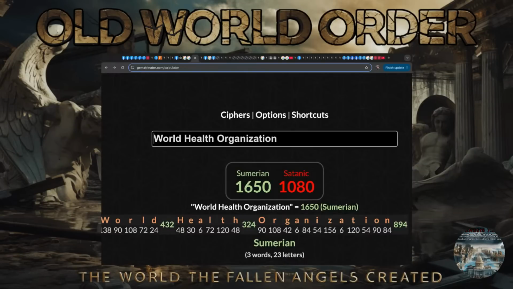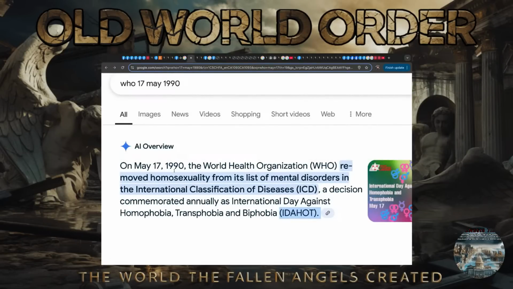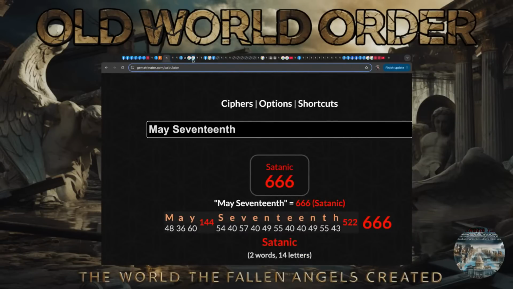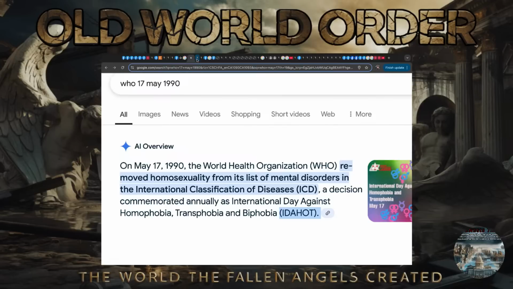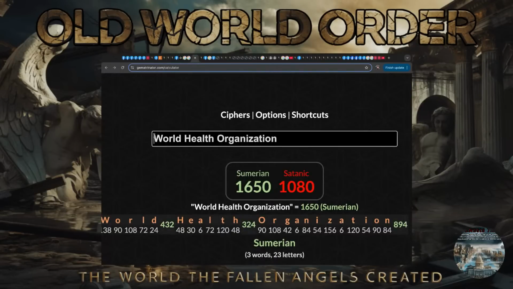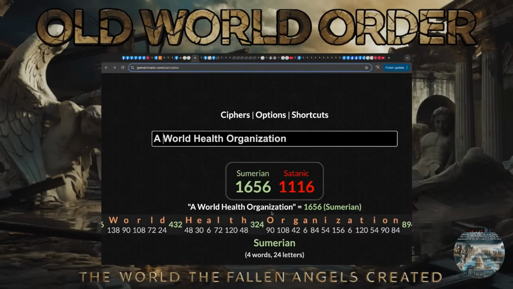World Health Organization. So we got the Sumerian cipher and the Satanic cipher. The World Health Organization is the very World Health Organization that removed the LGBT from its list of mental disorders on May 17th. Remember, May 17th is the day that God flooded the world. So it was a World Health Organization. I just added the A. So a World Health Organization equals, look at it, 1656 and 1116.